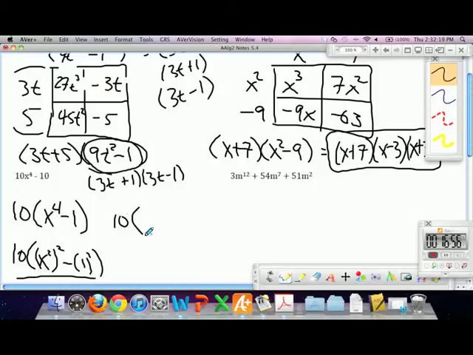You're not done yet. There's something else that can get factored in there now. What else can get factored? Look at that, another difference of two squares. This problem just keeps on giving and giving. This is a difference of two squares. 10 times x minus 1, x plus 1, x squared plus 1.